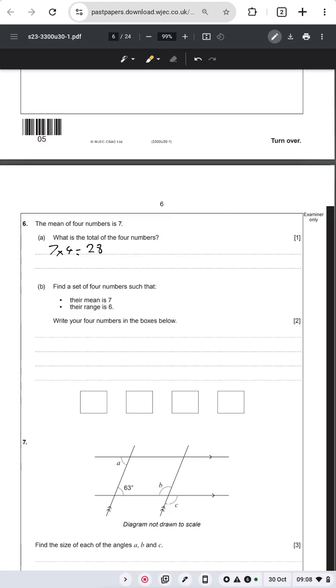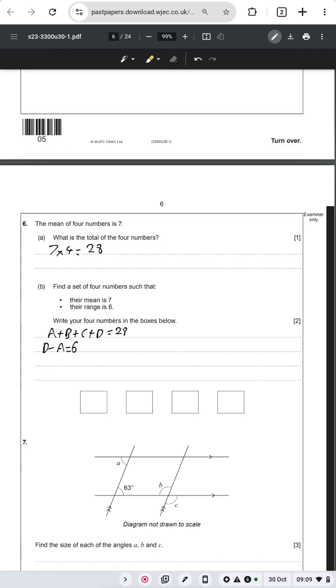Find a set of numbers such that their mean is 7 and their range is 6. Okay, so we need to find numbers that total 28. So I'm going to write this as A plus B plus C plus D is equal to 28. And the range, which is the biggest minus the smallest, so this is D minus A, is equal to 6.